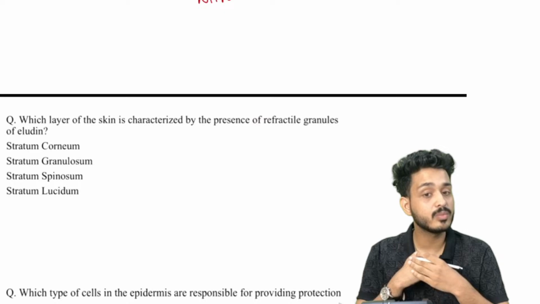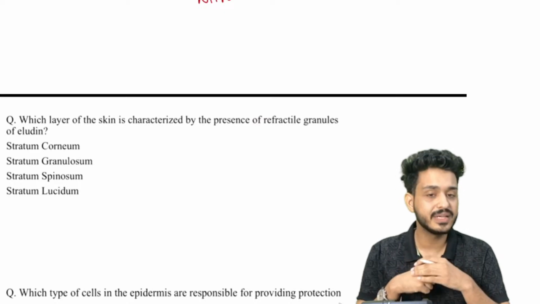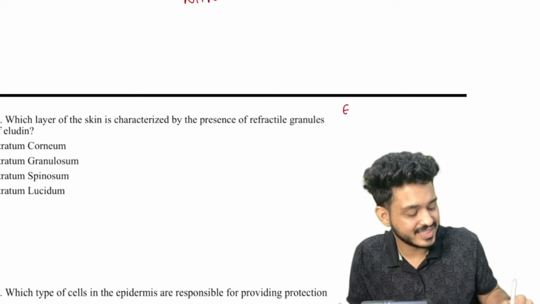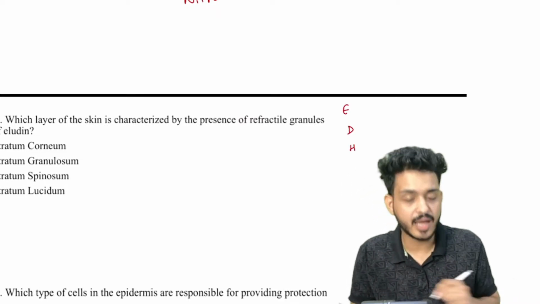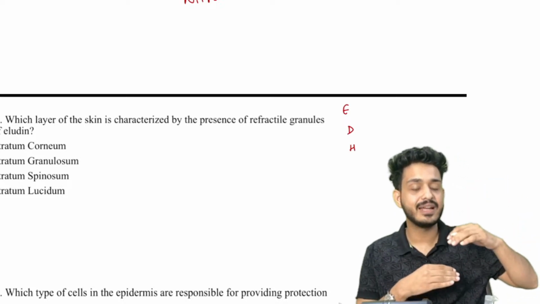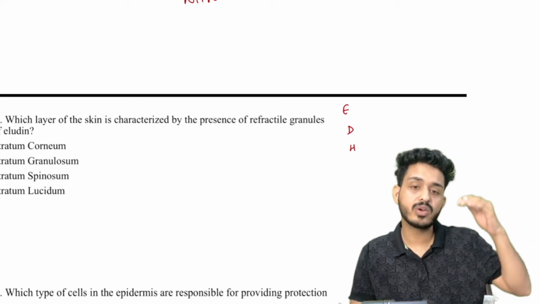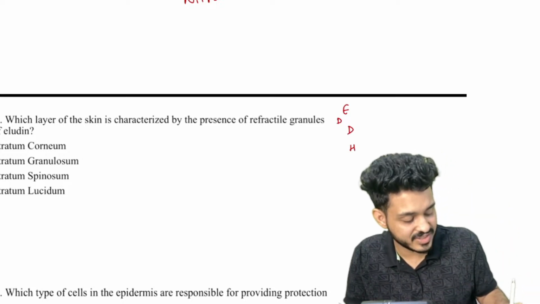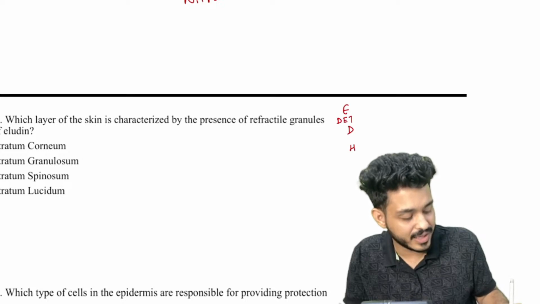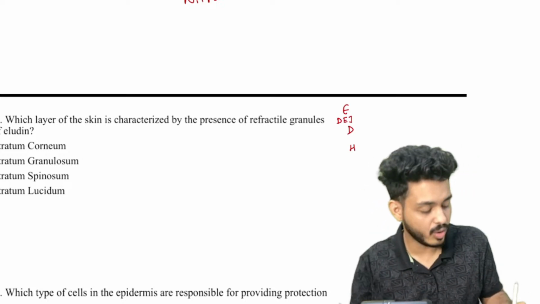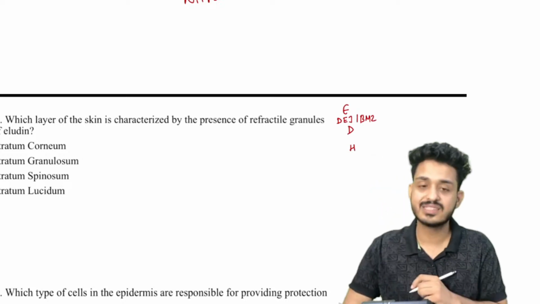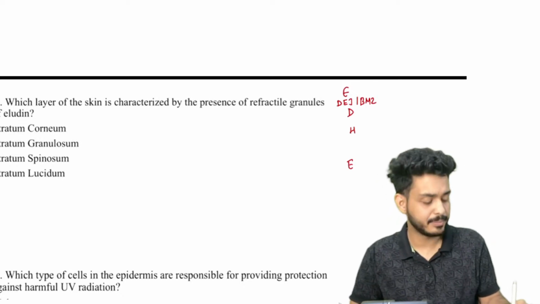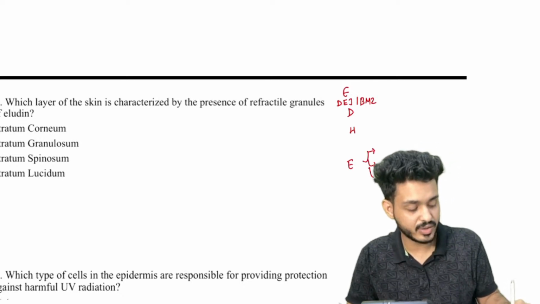We have the outermost layer, the epidermis, then the dermis, and then the hypodermis. Above the dermis is the epidermis, below the dermis is the hypodermis, right? Between these two layers there is a junction known as the dermo-epidermal junction, also known as the basement membrane zone. This is the normal story. Now we will discuss the layers of the epidermis. The epidermis has 5 layers that you have to remember.